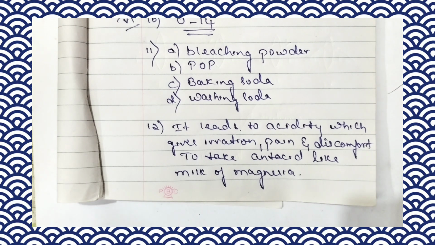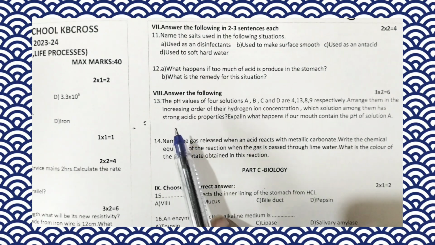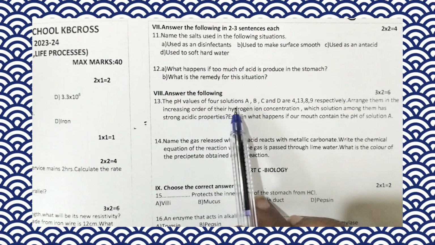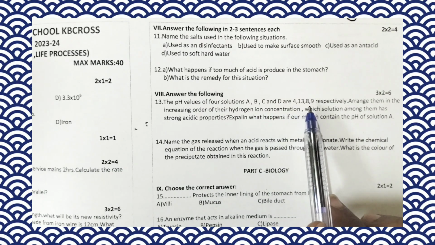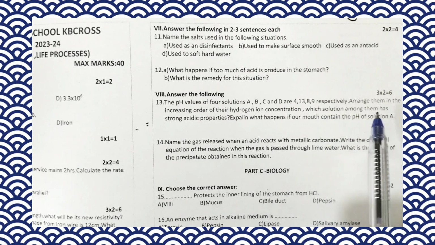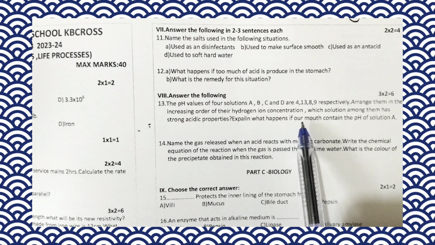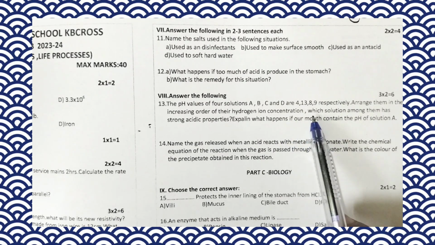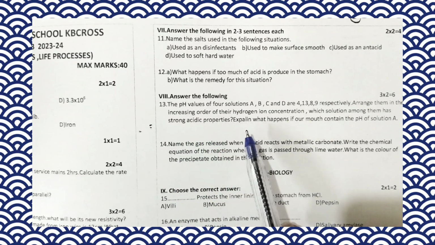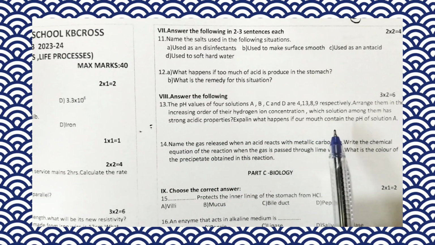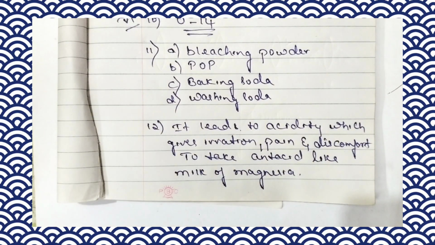So let us move to question number 13. In question number 13 they have given the pH values of 4 solutions A, B, C and D as 4, 13, 8, 9 respectively. Arrange them in increasing order of their hydrogen ion concentration. Which solution among them has the strongest acidic property? Explain what happens if our mouth contains the pH of solution A. So now let us answer one by one.